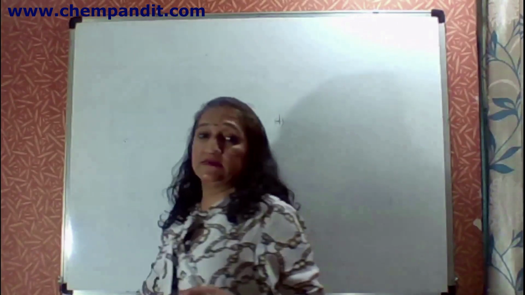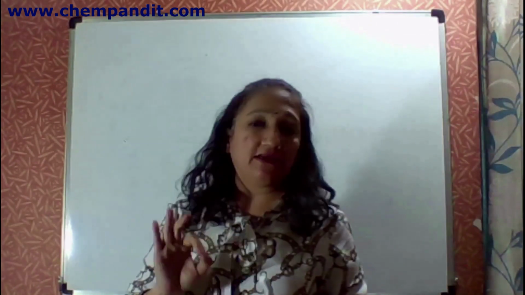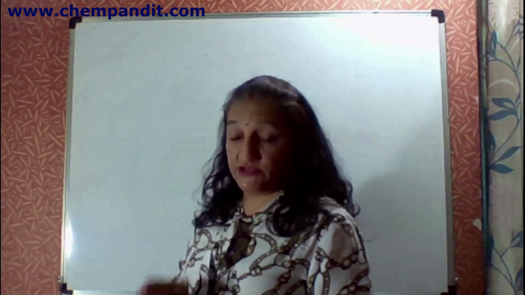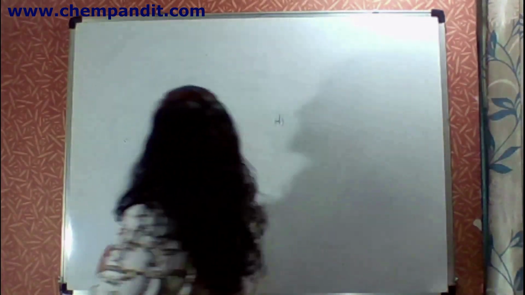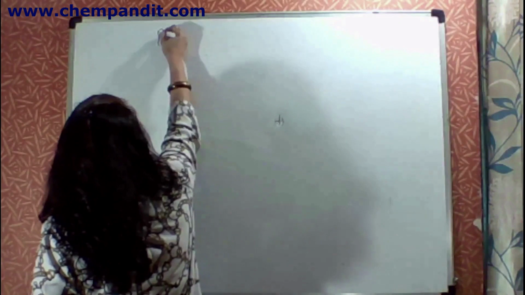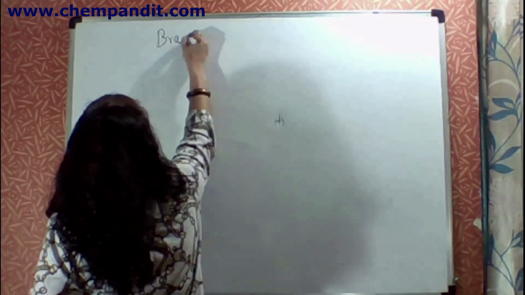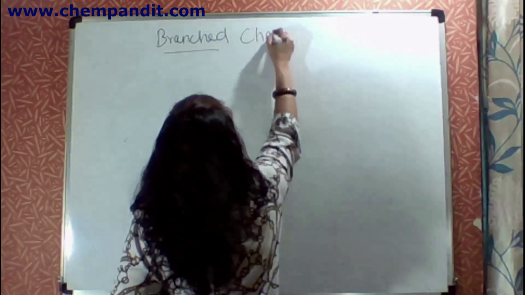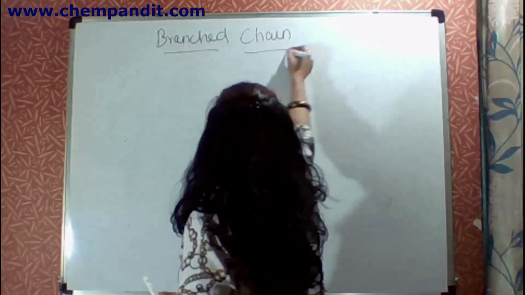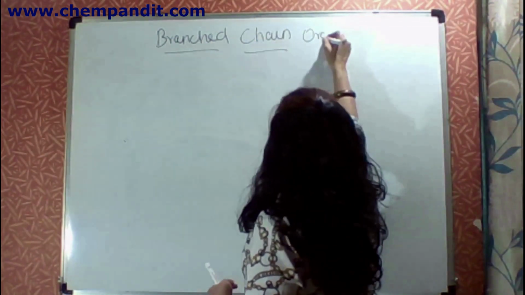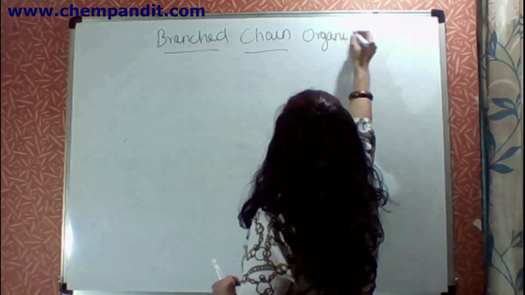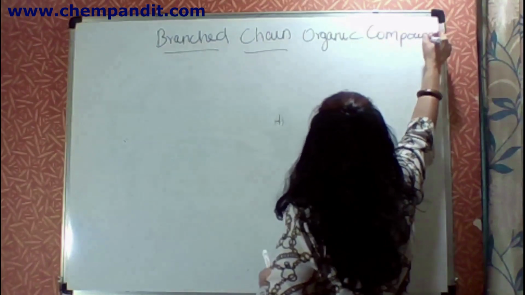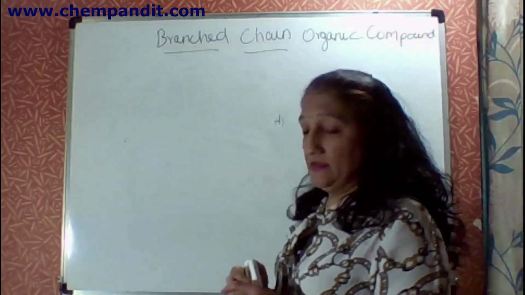Now we have already discussed, we are done with aliphatic hydrocarbons. Which ones? Straight chain hydrocarbons, straight chain organic compounds. Now let's take branched chain organic compounds. Now what does this mean? Branched chain organic compounds without functional group we will take. Okay, we'll take without functional group.